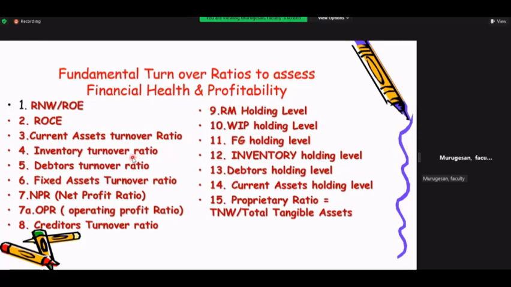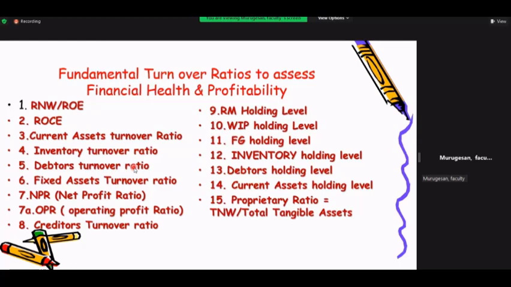Here inventory turnover is different. Inventory holding level is different. How many months of inventory are they having at a time? This is turnover. And the turnover multiplied by the holding level, we'll have a live example. Turnover, when divided into 12, will become the holding level. For example, I am telling inventory turnover or debtors turnover.